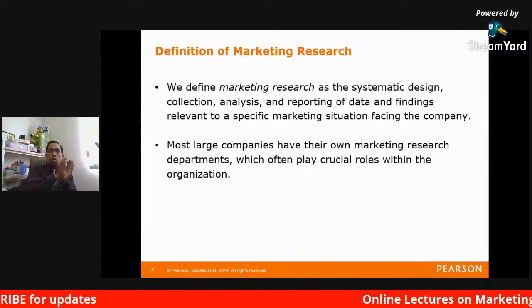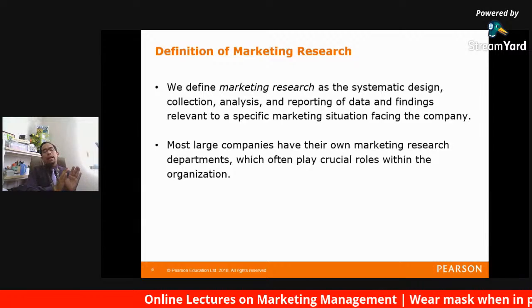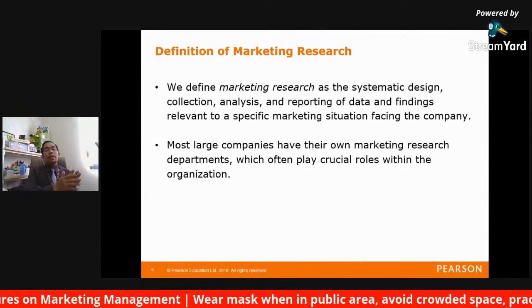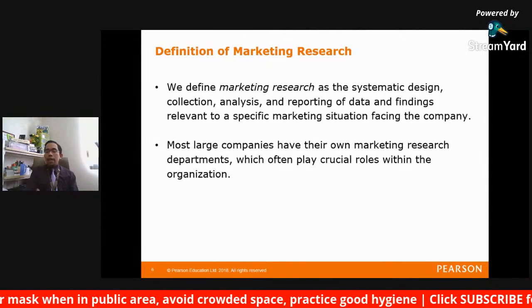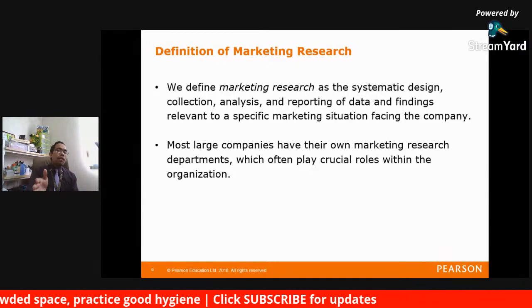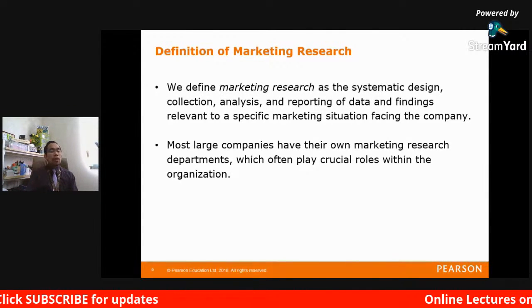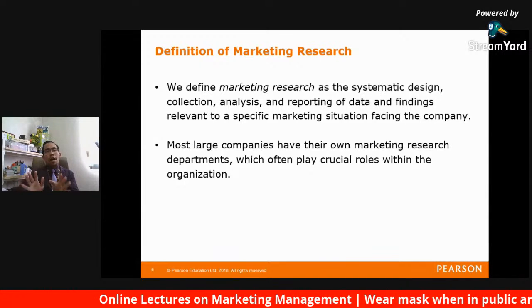or if not an independent department, they have a committee independently appointed to conduct research. Because every action taken is actually based on the information gathered from the market, unless some businesses might not have it.